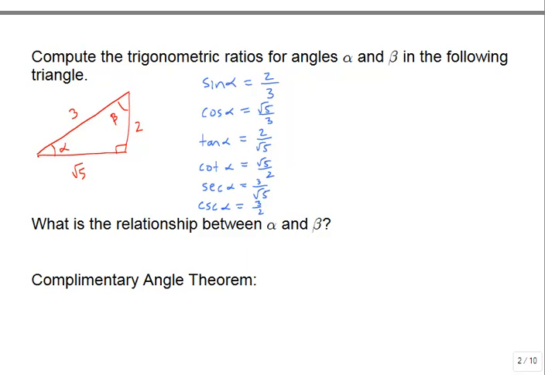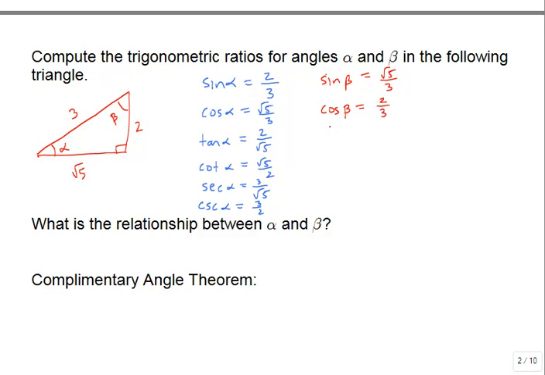Now let's take a look at all of these trig values for the angle beta. So this time let's take a look at sine of beta. If beta is this angle up here at the top, then the opposite side in relation to that angle would be the root 5, but the hypotenuse is still this side 3. And the cosine of beta now would be the adjacent side to angle beta, which is now this leg here, 2, over the hypotenuse 3.